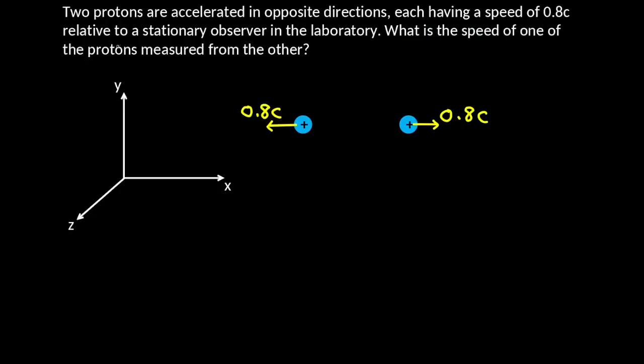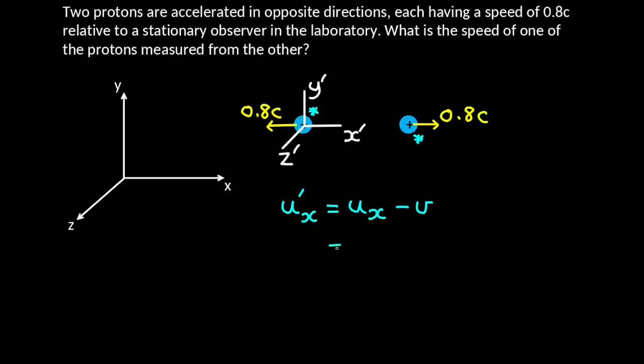So what we can do is place our origin of the prime coordinate system at the center of mass of one of the protons, so it'll look something like this. So we have x prime, y prime, and z prime. And using our Galilean transformation, the velocity of the proton measured by our primed observer is equal to the velocity of the proton according to the unprimed observer minus the velocity of the primed observer. So we're measuring the velocity of this proton relative to this proton.